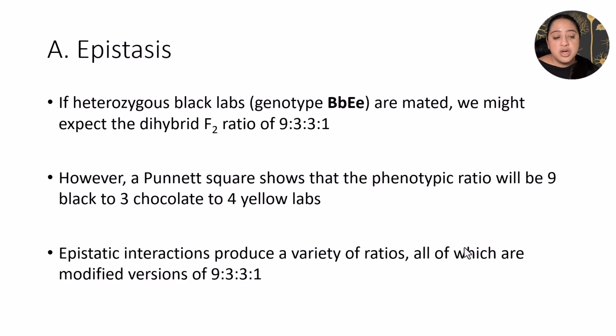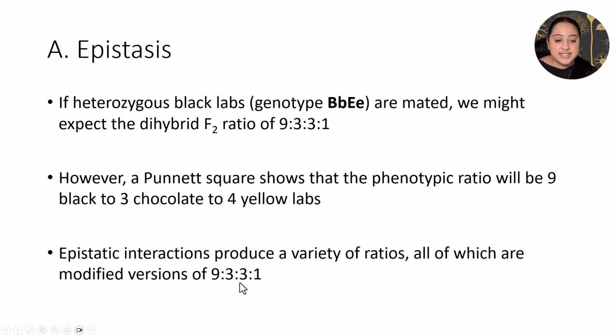So if two black labs that are heterozygous for both things are mated, you might expect the ratio to be 9:3:3:1, but it does not come out that way. And so they were like, what the heck, how? It turns out the Punnett square shows that it will be 9 black labs to 3 chocolate labs to 4 yellow labs because of this weirdness.